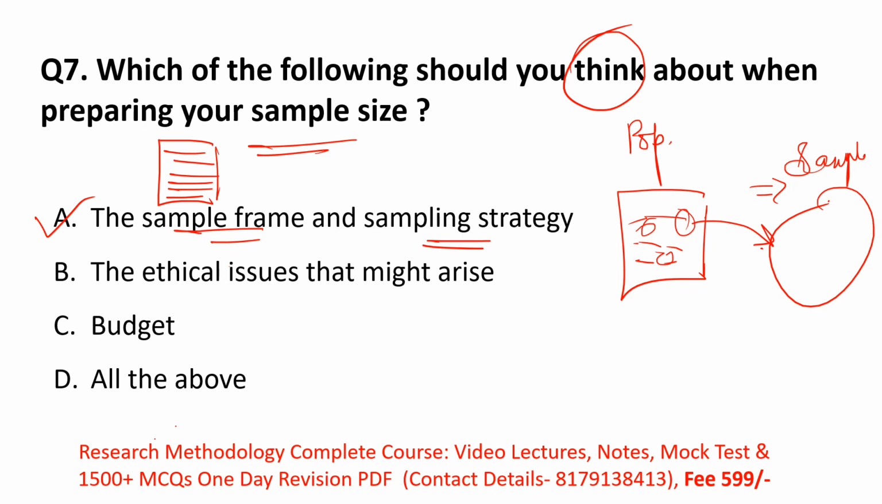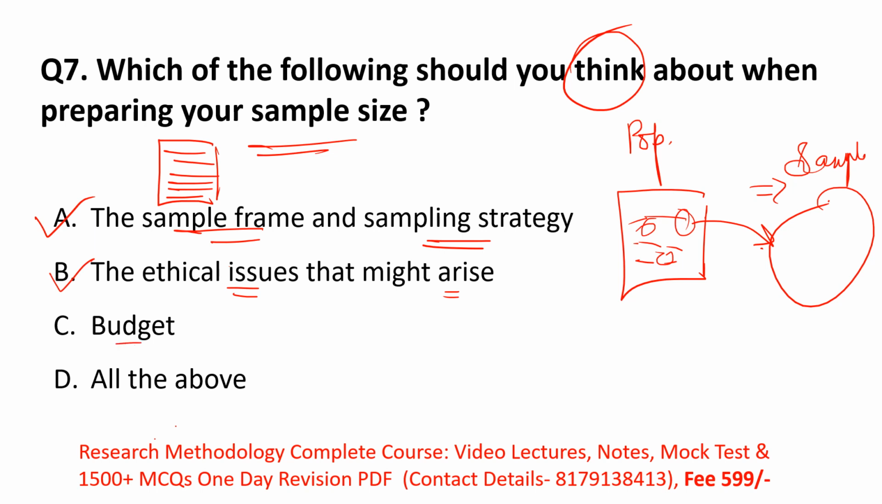Then option B is ethical issues that might arise. Yes, you should think about ethical issues. You should not be biased here. You should perform your research using proper methods. You should not be biased. So ethical issues should matter when you are selecting your sample size. So option B is also correct.